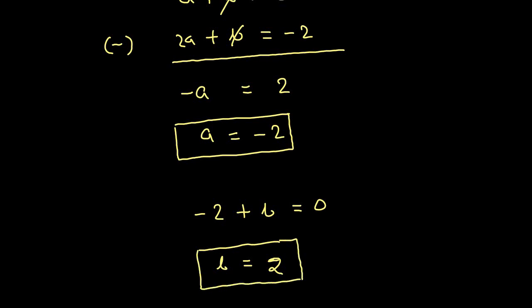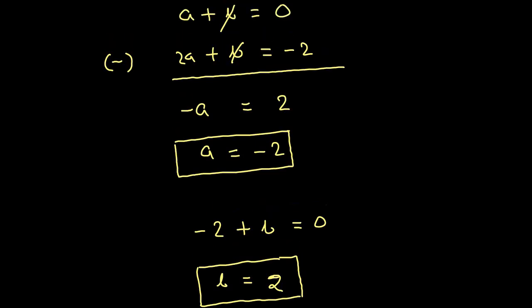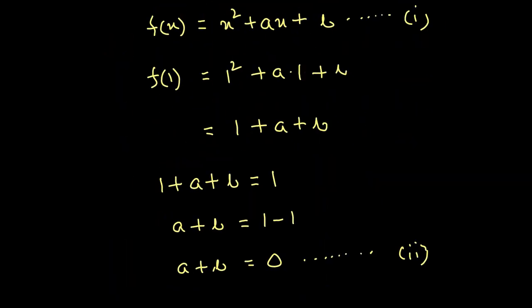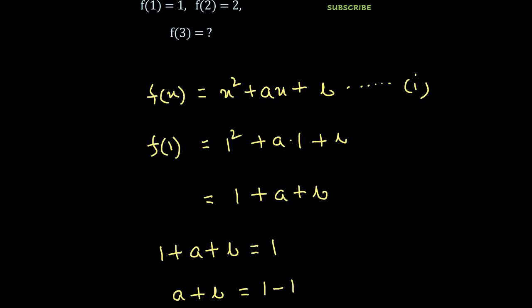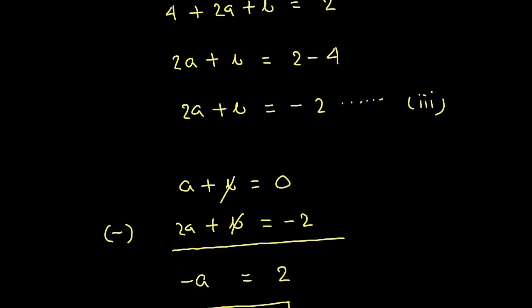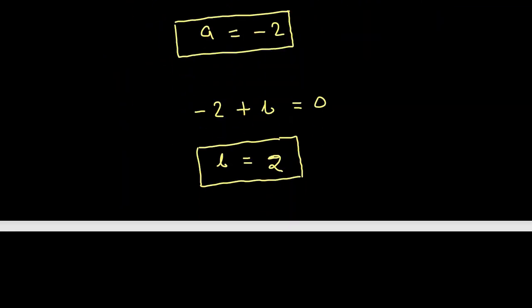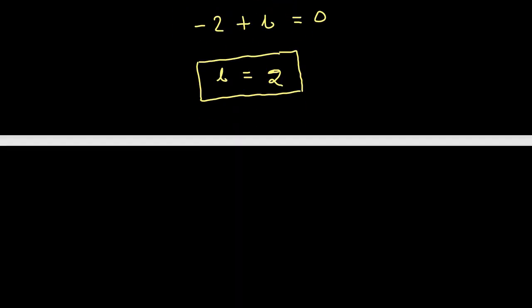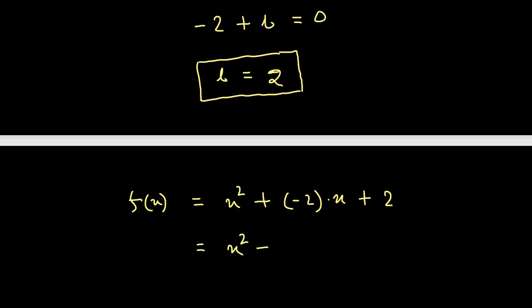Now we can put the values of a and b in the original function f(x). So in equation 1, f(x) equals x squared plus ax plus b. We can put the values of a and b. So we have f(x) equals x squared plus a, meaning minus 2, times x, plus b, meaning 2. So we have x squared minus 2x plus 2.